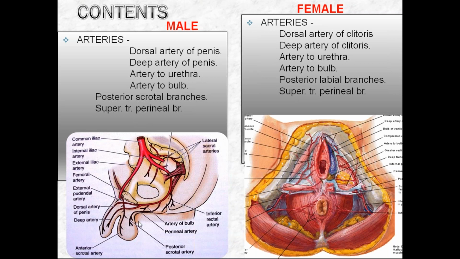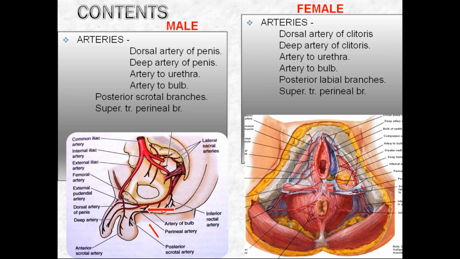Posterior scrotal and superficial transverse perineal arteries. In case of female, the same arteries: dorsal artery of the clitoris, deep artery of the clitoris, artery to the urethra and artery to the bulb, and posterior labial branches, and superficial transverse perineal branches. So these arteries are situated in the superficial perineal pouch of male and female.